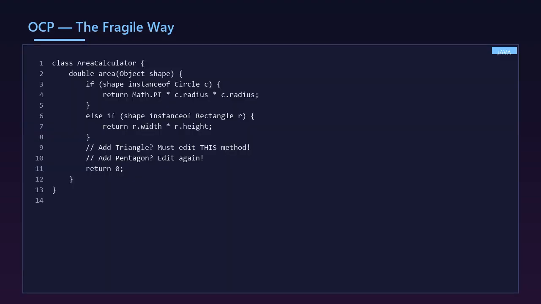Here's the fragile approach. This area calculator uses if-else to check the shape type. Circle. Calculate circle area. Rectangle. Calculate rectangle area. But what happens when you need to add a triangle? You must open this method and add another else if. What about pentagon? Another else if. Every new shape means modifying this existing code. That's fragile. That's the violation.